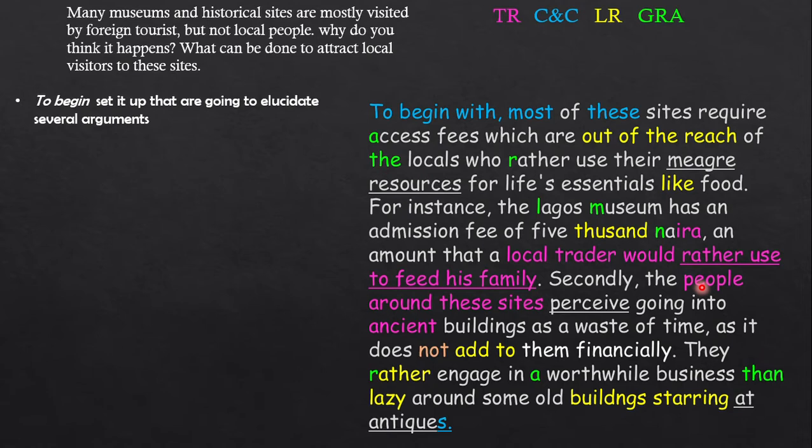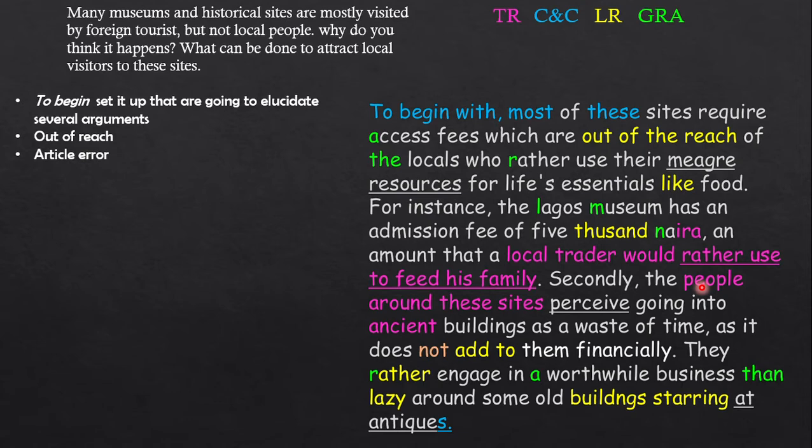"Require access fees." Well, what kind of access fees? I know what you're going to say next, so you should have said expensive fees. "They're out of the reach." Good. It's out of reach, not the reach. Out of the reach would be like physically, they can't hold their hands up high enough. "The locals." Which locals? I don't like the "the" being used here before a plural noun when, well, you do have "who," but anyway, I don't think it should go there.